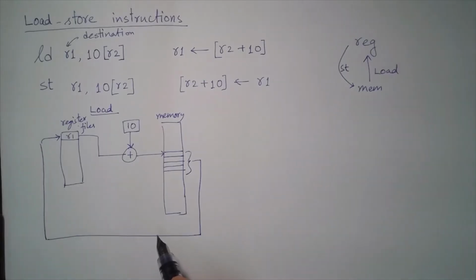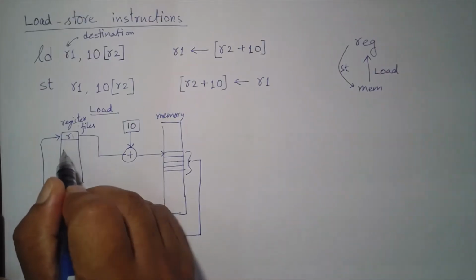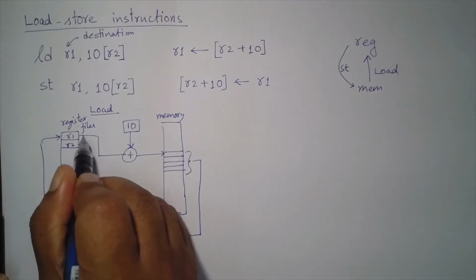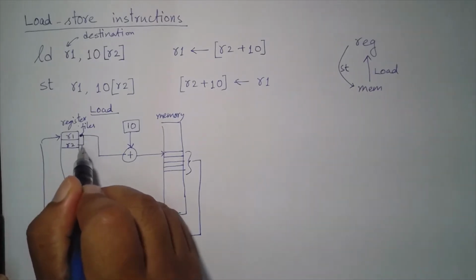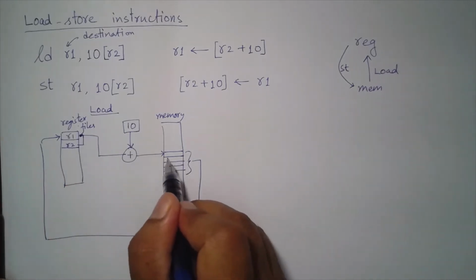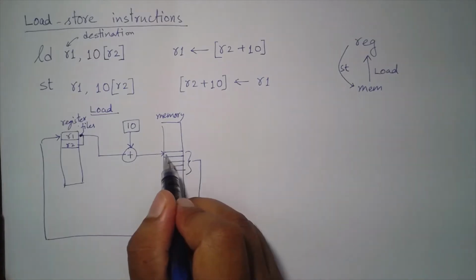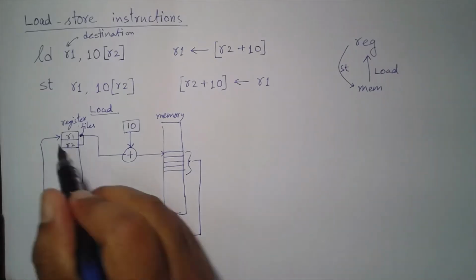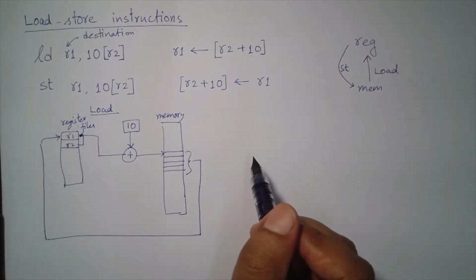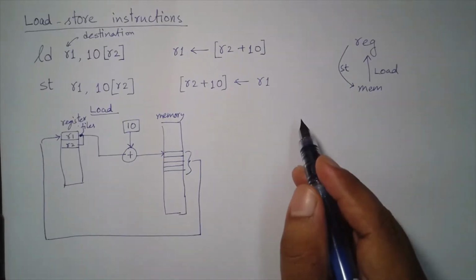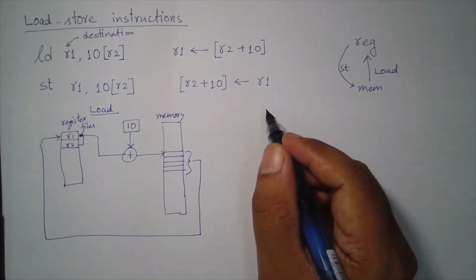Now how will I find where to get the data from? I need to look at the content of R2. Sorry, this will be R2. So I read R2, I add this offset 10, and that will point to the first byte of the 4 bytes which I need to bring in to store in R1. All right. Hope this makes sense.